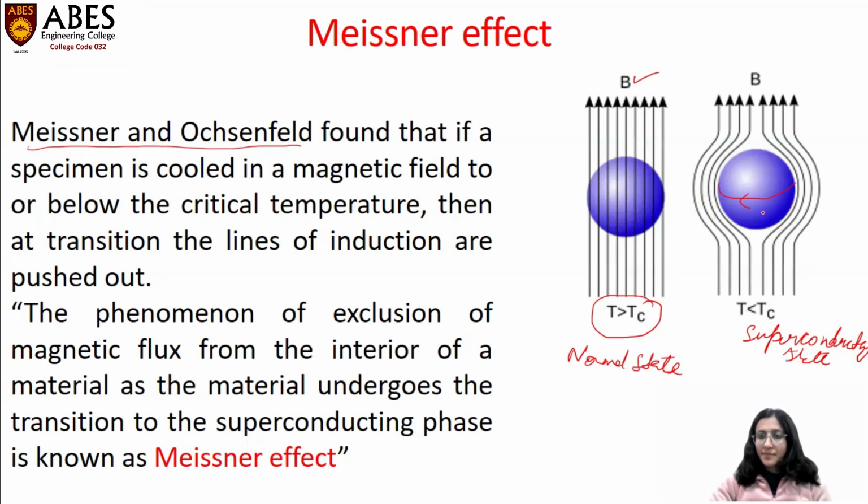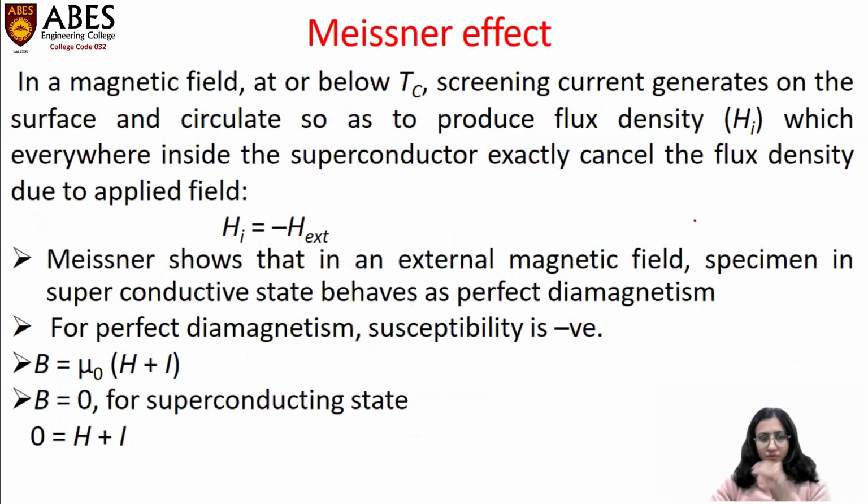Now, this amount of magnetic field induced in this material is equal and opposite to the applied external field. So when it is equal and opposite, no field lines are allowed to pass through it. So this is the thing.